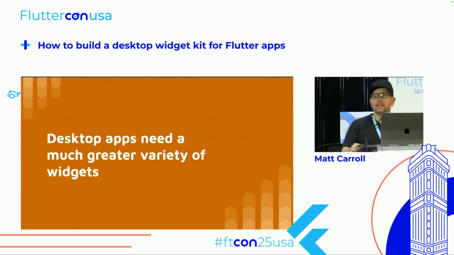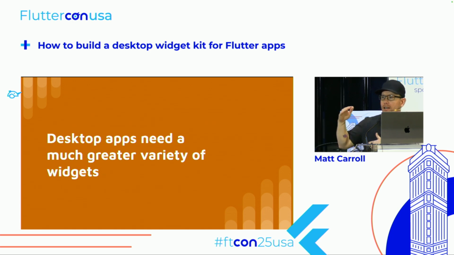So it's important for us to realize that desktop apps fundamentally need a greater variety of widgets. Like if you go look at the typical mobile widget kit, you've got maybe 20 different fundamental widgets in there. On desktop, if you're really filling it out, it's probably 50 or 100. There's just way more stuff we need to do in a desktop widget kit.